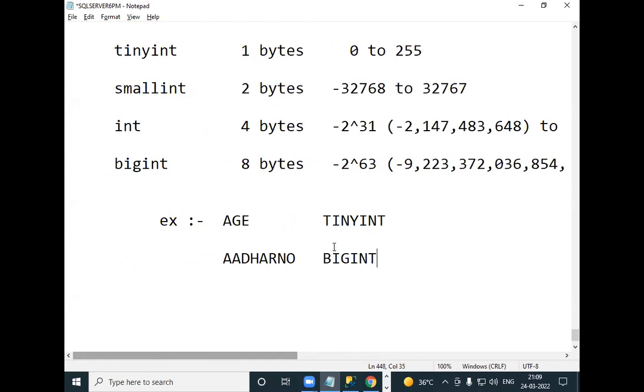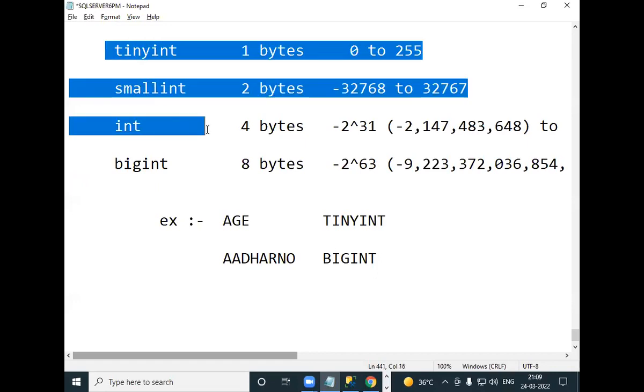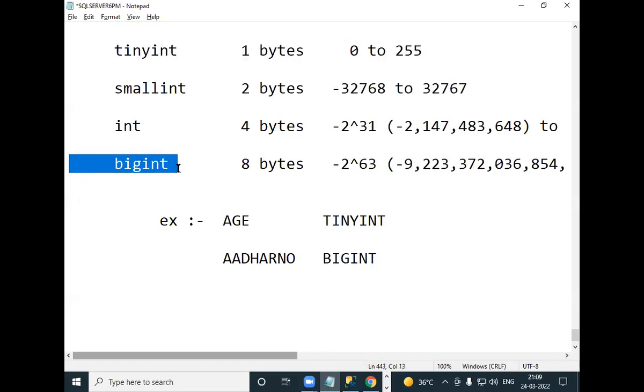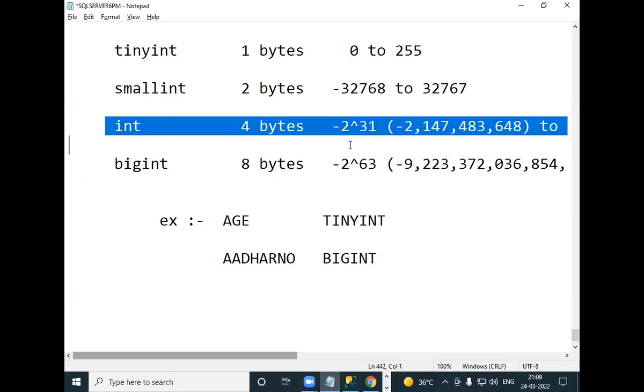Understood? Aadhaar number contains 12 digits, so these three types are not suitable for Aadhaar number. Which type is suitable? Big integer, because it contains 12 digits, but the others allow only 10 digits.